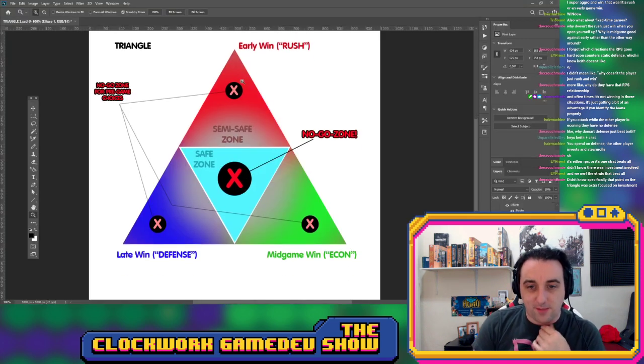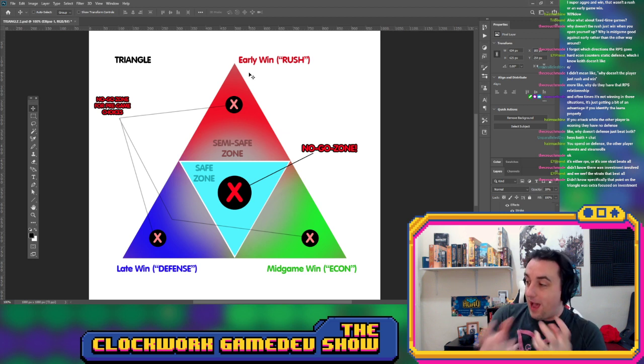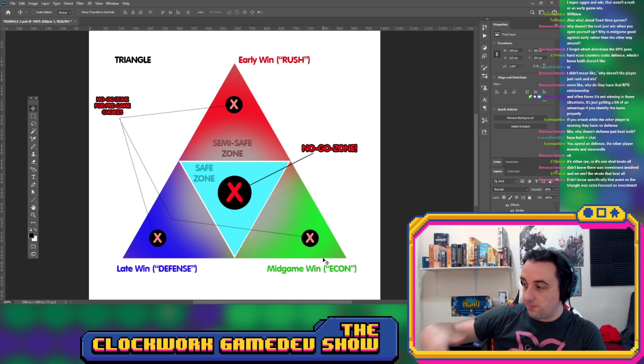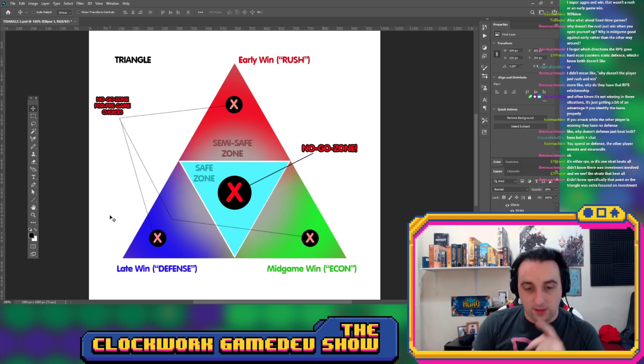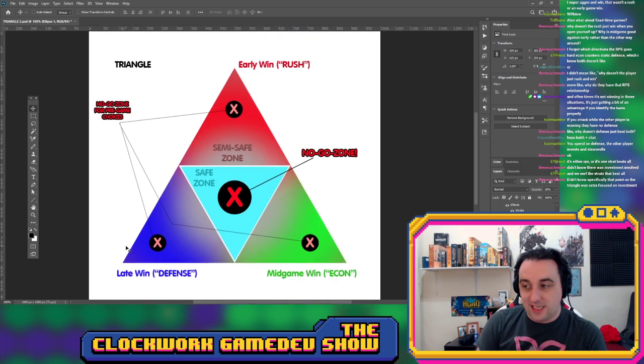Well, everything is about investment, right? So a rush win would be investing in right now, because you're buying some rushy units. An econ thing would be about investing later, right? Investing a few steps ahead. So you're putting some money aside now to invest. And then a defense win would be investing in basically outlasting.